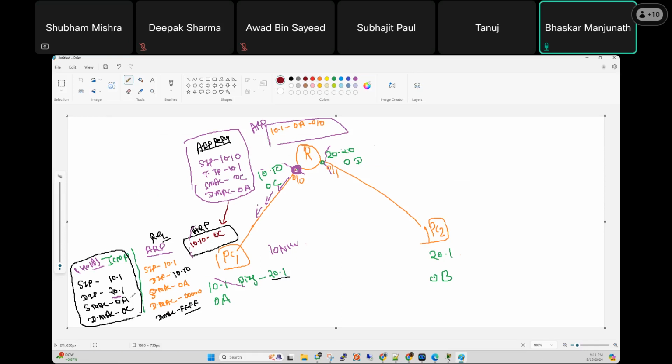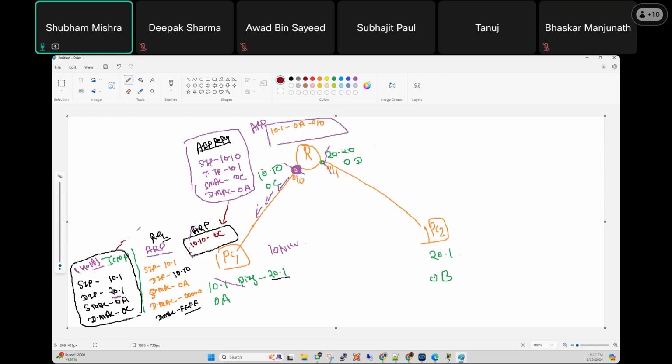Sir, the router's MAC address is also considered. PC1 is sending the ICMP packet, and in this ICMP packet, the destination MAC address is this router interface's MAC address. Okay. Clear? Correct. Now, what will PC number 1 do?